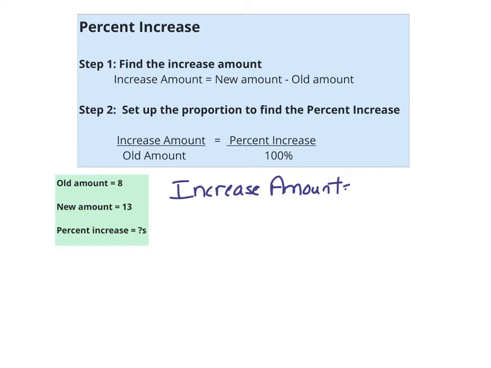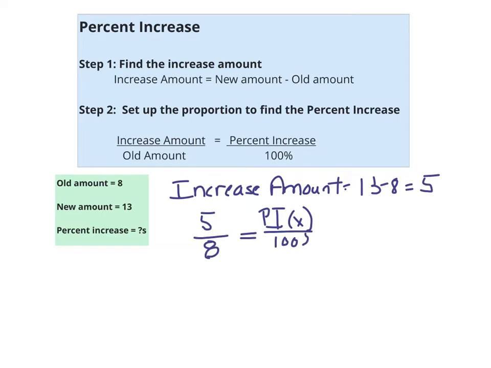So the increase amount is the new amount minus the old amount, which would be 13 minus 8. So the increase amount is 13 minus 8, which is equal to 5. Now, when I set up my proportion, that increase amount goes in the numerator. The old amount, which was 8, goes in the denominator. I'm looking for my percent increase here, and let's put the variable x because I'm going to drop the percent increase words, and I'm just going to use x, and we'll put it over our 100%.